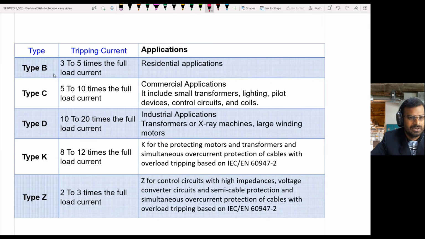Type B MCBs have the tripping current from 3 to 5 times of full load current, so mostly they will be used in residential applications. Type C has 5 to 10 times the tripping current, mostly used in commercial applications like small transformers, lighting, pilot devices, control circuits and coils. For type D, the tripping current is from 10 to 20 times, for industrial applications like transformers, X-ray machines, large winding motors and so on. And type K is from 8 to 12 times of full load current.